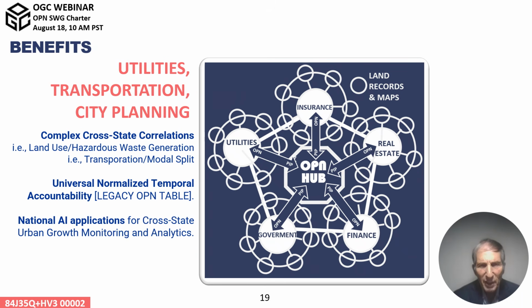For utilities, transportation, and city planning, complex cross-state correlations like land use versus hazardous waste generation or transit modal split is just great when it's all in one state, but what happens when the study crosses multiple state lines? Also, national AI applications for cross-state urban growth monitoring and analytics never before possible.